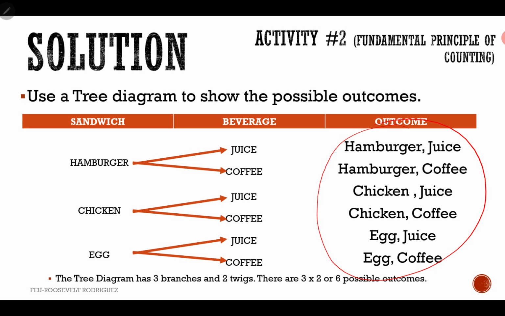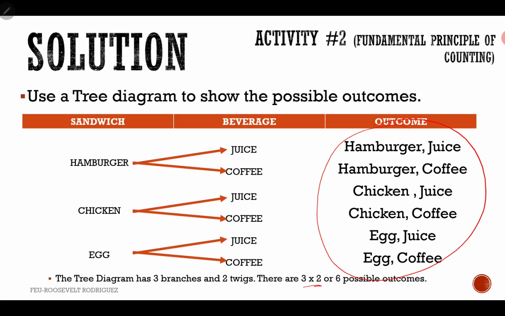Okay, now the question is, how many possible outcomes? Ito yung tinatanong, ilan daw? So as you observe, the tree diagram has 3 branches. We have 3 branches and 2 twigs. Okay? Sa branches, nagkaroon pa ng isa pang sanga. Nagkaroon siya ng dalawa pang outcomes. Therefore, we will use this formula.